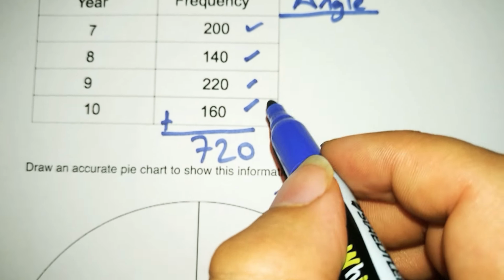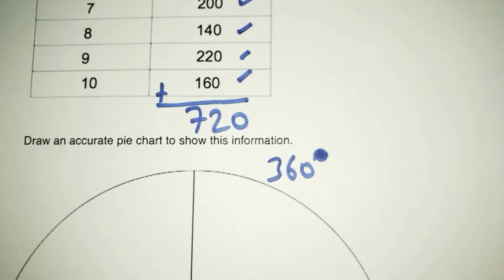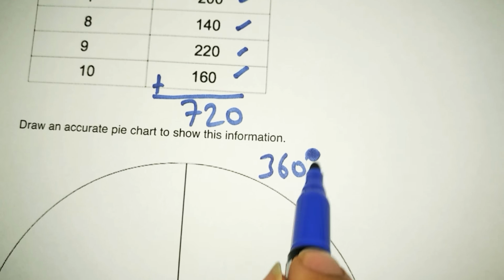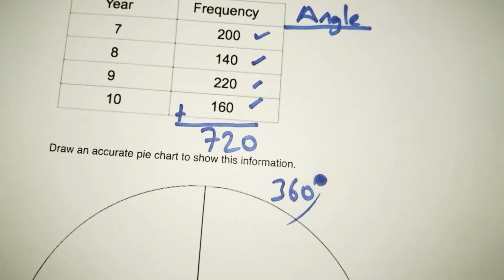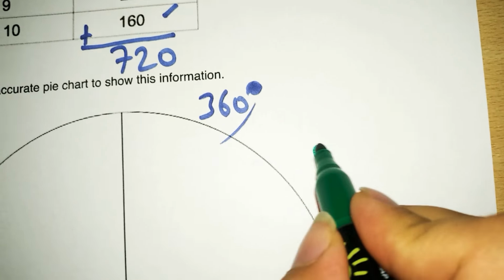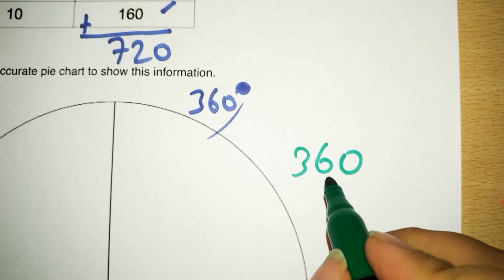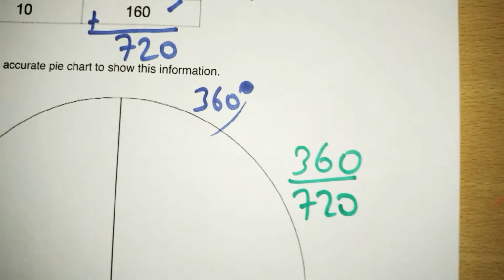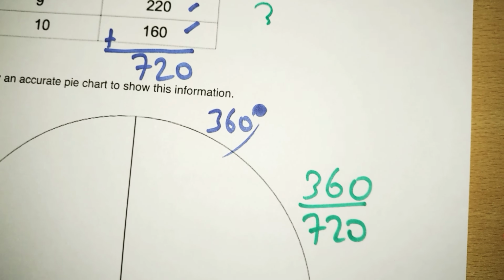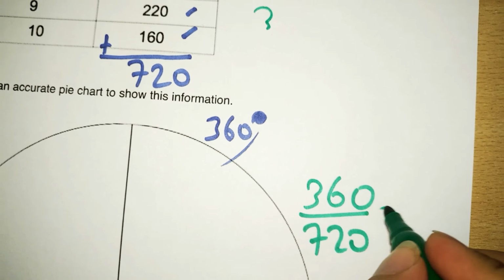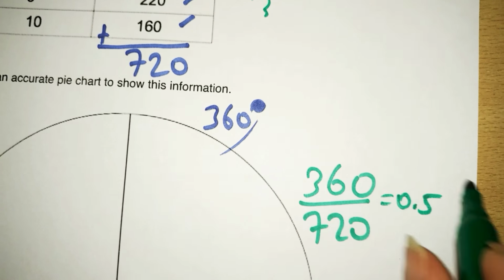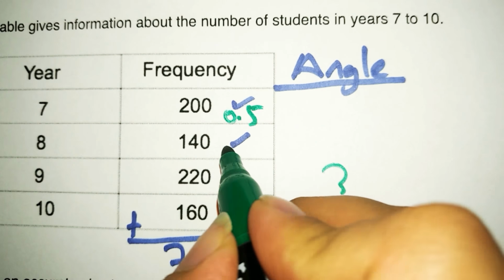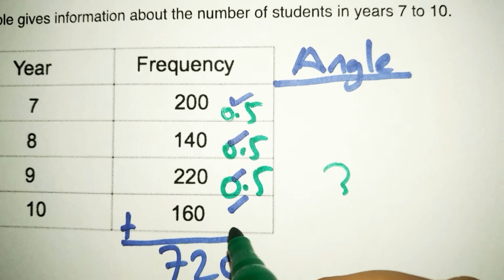It should be 200, because remember 720 is the total frequency and the total angle is 360 degrees. The simple calculation would be 360 divided by 720 to understand the angle rate for each frequency, which will be 0.5. This is per person. So you need to multiply everything by 0.5 to get your angle version.